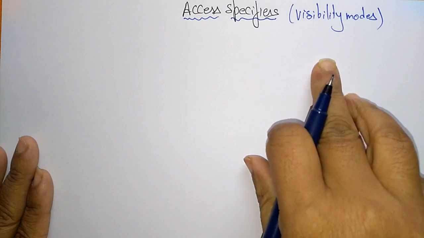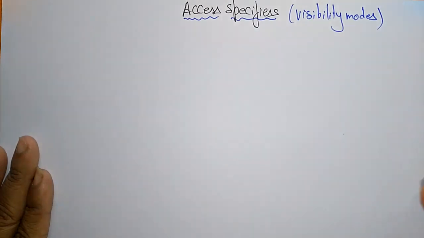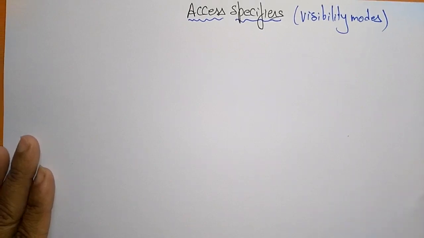The name itself indicates it: whatever data members and member functions are used in the class are visible up to which class. That is what the access specifier specifies. So the visibility mode specifies how the features of the base class are visible to the derived class, meaning one class is visible to another class. How is it visible? Let us see this.